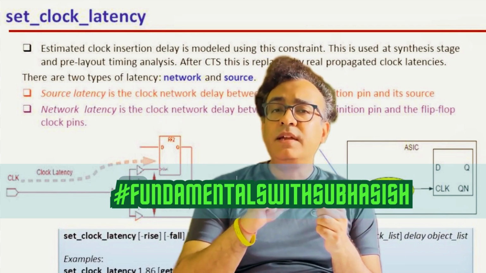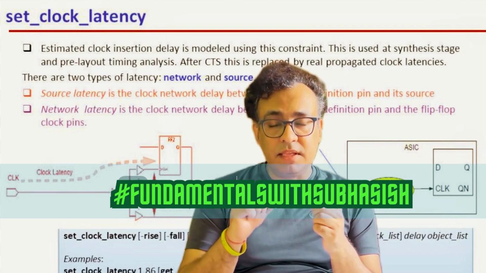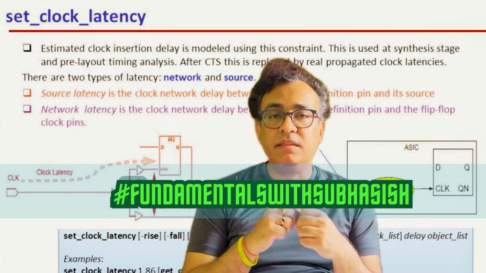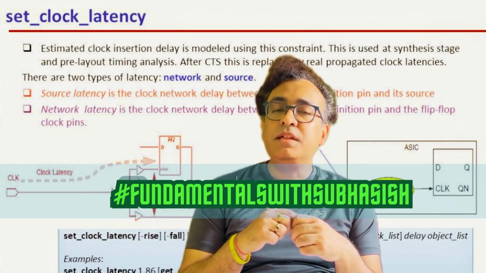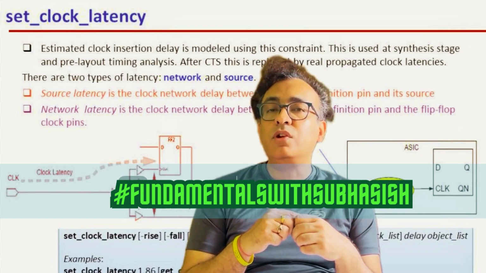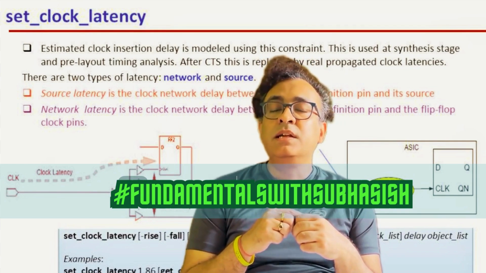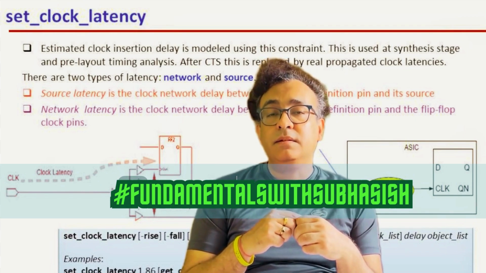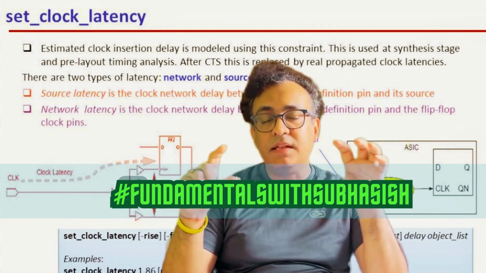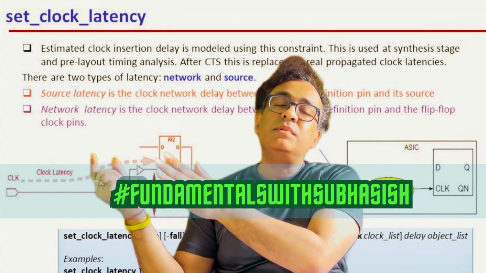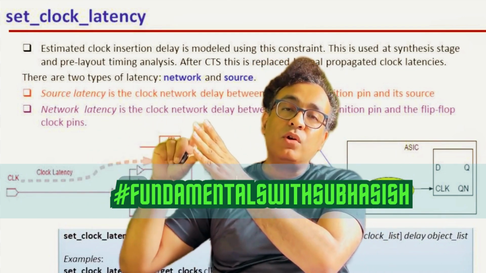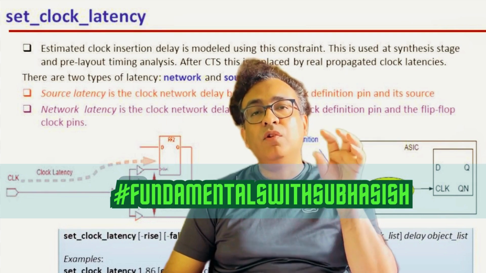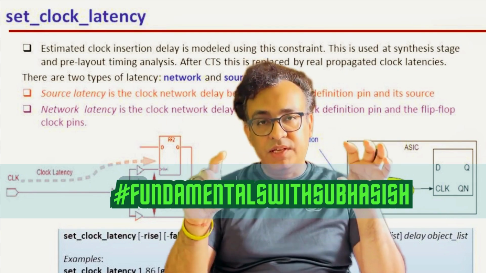You can specify clock source latency and network latency separately with the help of the parameters by specifying minus source or minus network. This is very important because if we do not consider this in the pre-layout stage, that means we are being very optimistic in our timing analysis. But generally, this clock path does not exist in the pre-layout state of the design, whereas in the post-layout state some clock tree is actually generated. Still, for some assumptions, we put some value for clock delay in the pre-layout stage with the help of set clock latency.